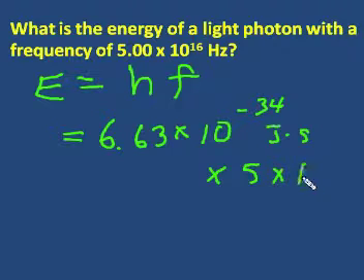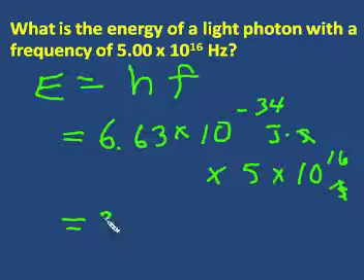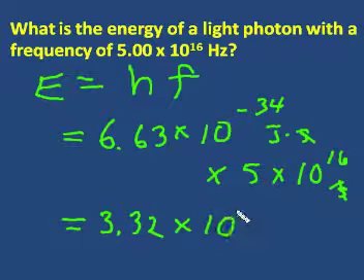Now, the frequency, of course, is vibrations or cycles per second. So we're dividing by seconds. And as you see, the seconds cancel, and we're left with the units joules. When I put it through my calculator and rounded it off to three significant figures, I got 3.32 times 10 to the minus 17, and that'll be joules. You can check me on that. Energy of a light photon.